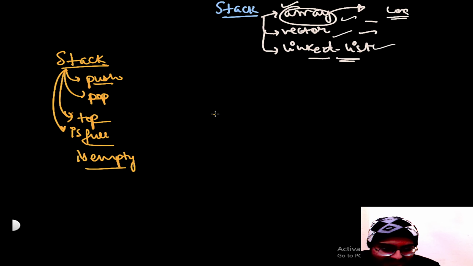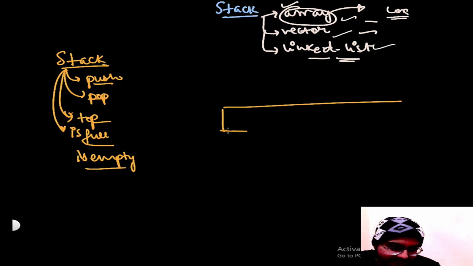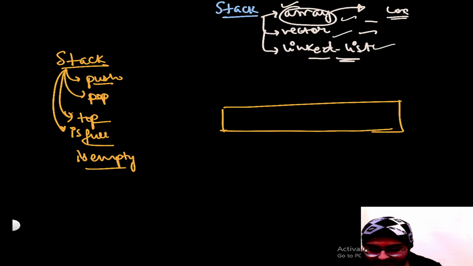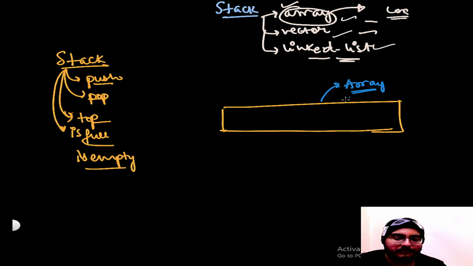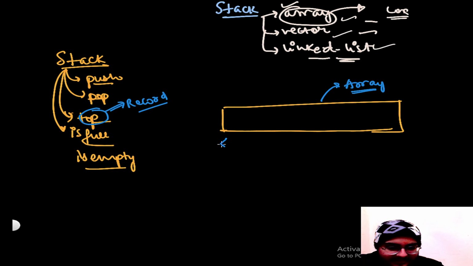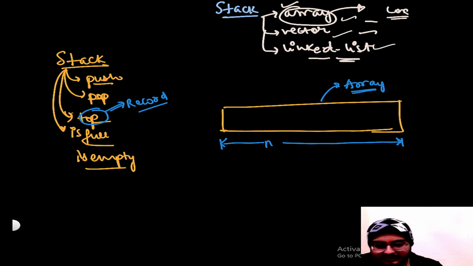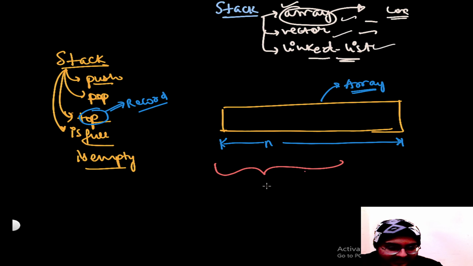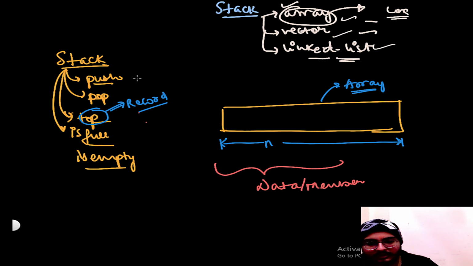Now imagine an array like this, this is the array. We want to implement stack through an array, so we need to keep a record of the top element. Then we have to define its size as well. This is basically our data structure, or you can call it a member, upon which we have to deal with the following methods.